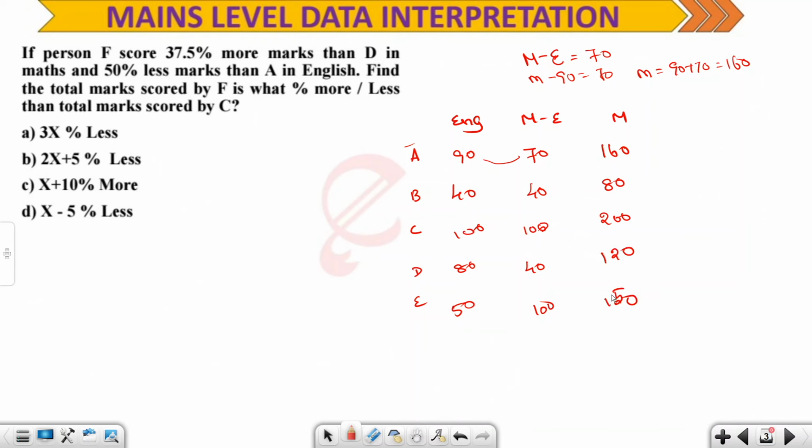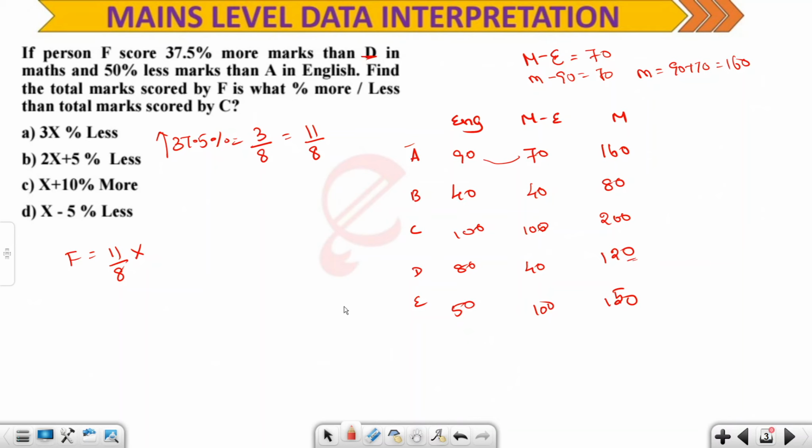150. Okay, 150. Now let's check for the question. See here, if person F scores 37.5 percentage more marks than D. Okay, so how we'll be writing 37.5 percentage, which is nothing but 3 by 8. So they are telling 37.5 percentage more, which is nothing but 11 by 8. Okay, so F scores 11 by 8 of marks scored by D in max.